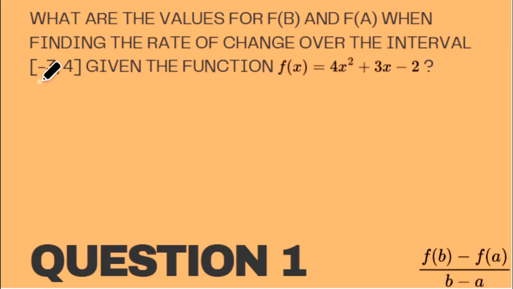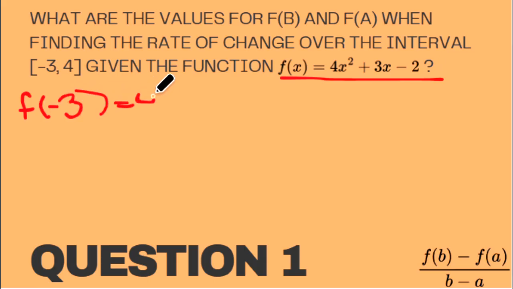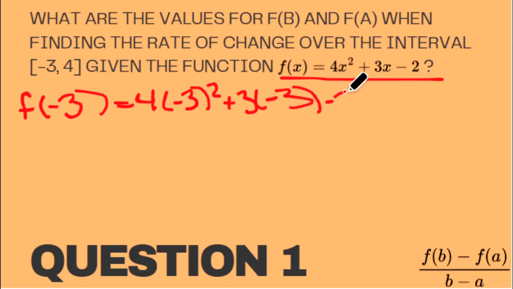Okay, the first thing we need to do is get both of our coordinate points. We don't have a graph, so we can't just go to the graph. So we're going to take our formula right here, and we're going to substitute the information we have in it. These are both x coordinates. So we're going to say f of -3 is equal to 4 times -3 squared plus 3 times -3, minus 2, and we're going to continue on.